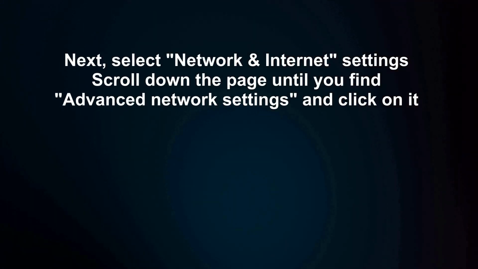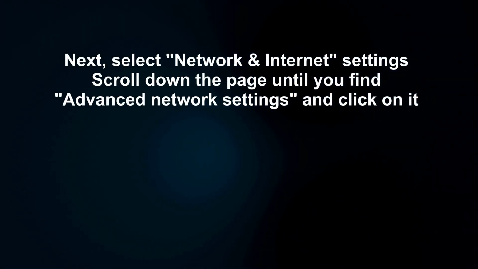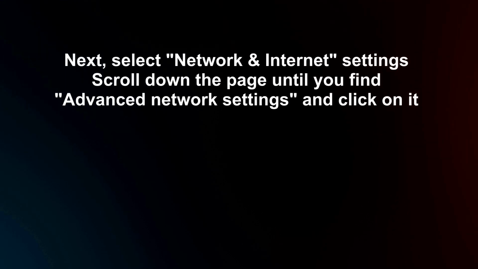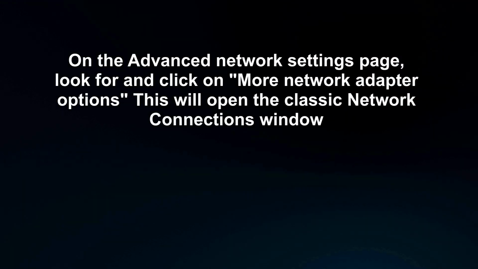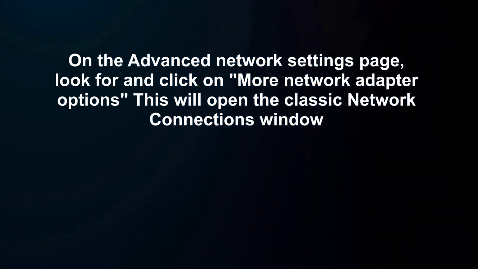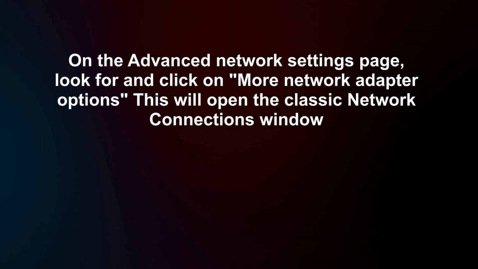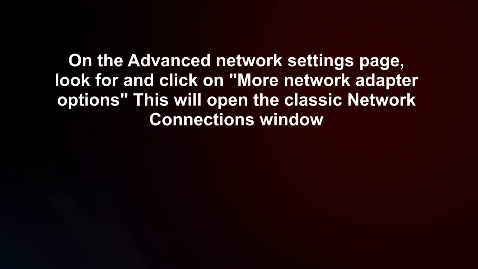Next, select Network and Internet Settings. Scroll down the page until you find Advanced Network Settings and click on it. On the Advanced Network Settings page, look for and click on More Network Adapter Options. This will open the classic Network Connections window.